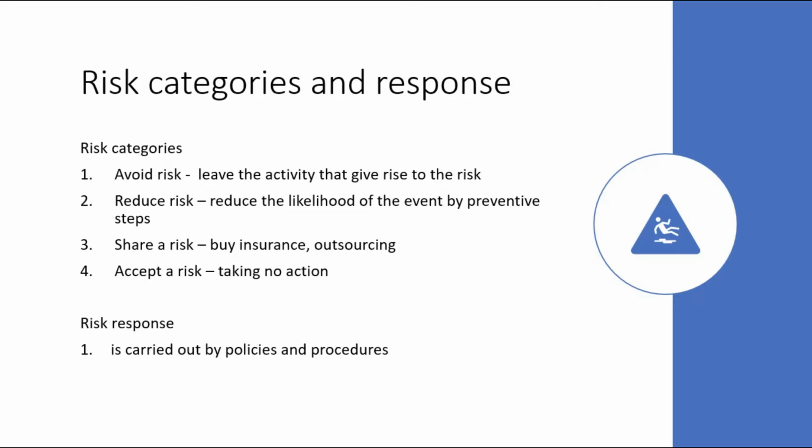We were talking about risk. There are 4 risk categories, and depending on the risk category is the appropriate response to the risk. The first one is to avoid the risk, that is, to leave the activity that gives rise to the risk. Second is to reduce the risk, is to reduce the likelihood of the event by taking preventive steps. Third is to share the risk by taking insurance or outsourcing that risk. Fourth is to accept the risk and then take no action. The risk response to a given event depends on the policies and procedures followed by the enterprise.